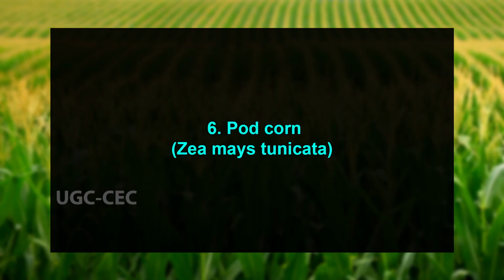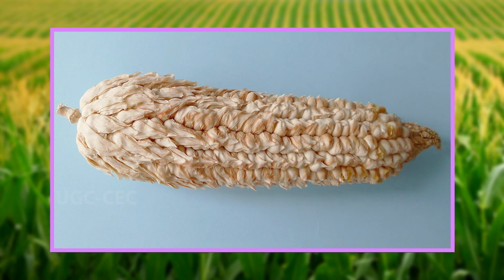Now the sixth one is pod corn. It is also known as Zea mays tunicata. Each kernel is enclosed in a pod or husk in an ear, which is enclosed in husks like other types of corn. It is a primitive type of corn not grown commercially.